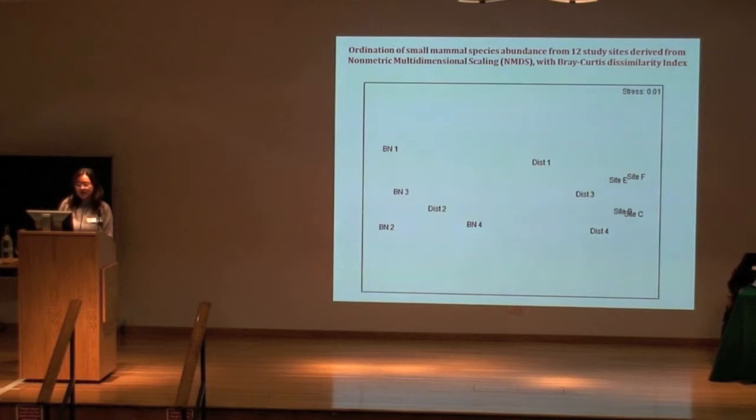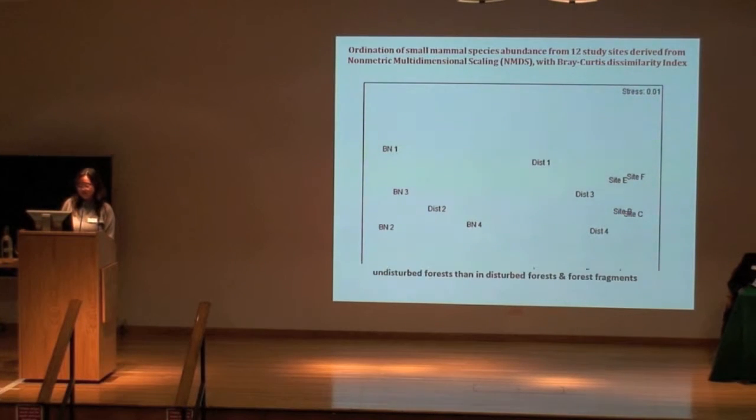And here, what it shows is the BN 1, 2, 3, 4 are the undisturbed forests, and they seem to be clustered in one group in terms of small mammal community structure. Whereas the sites B, C, E, and F are the forest fragments, and they are very clearly, distinctly separated from the pristine forest species, whereas the disturbed forests are scattered.